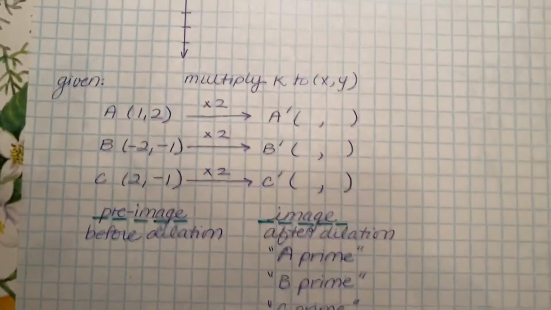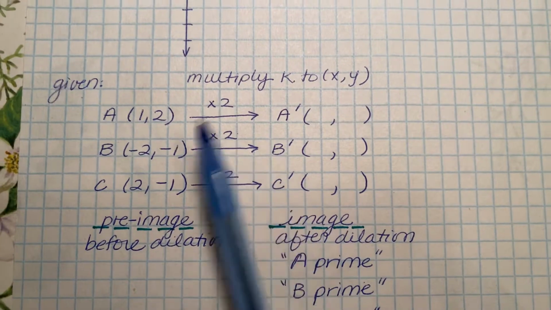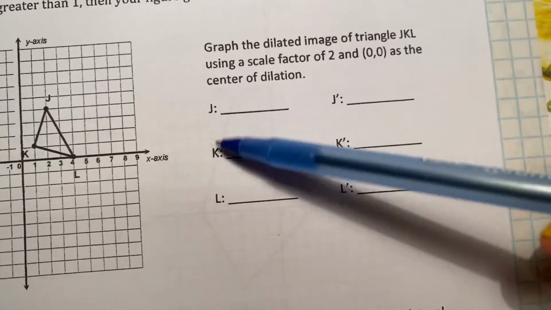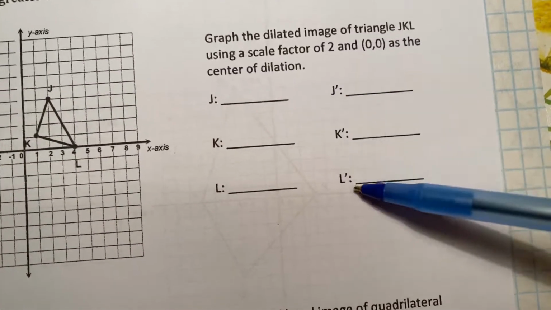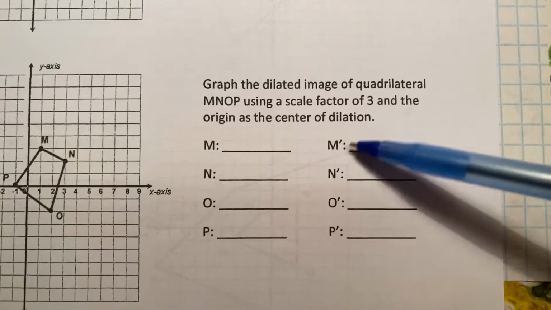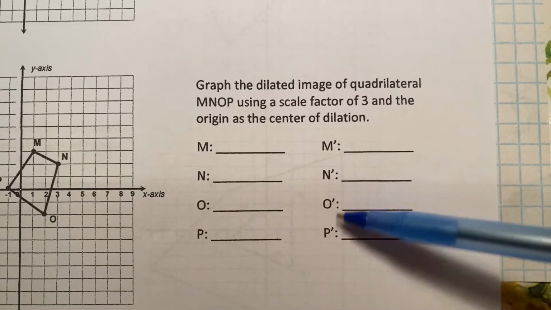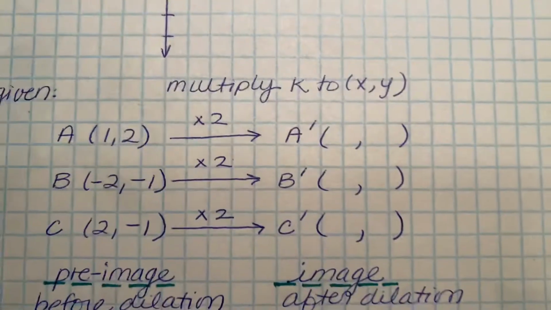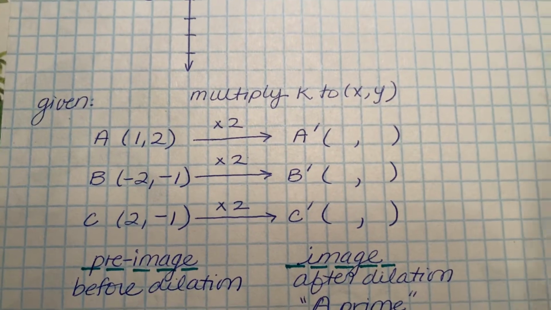Okay, so here we go. I have this set up so that it matches the worksheet. Notice you have J, K, L, J prime, K prime, L prime, M, N, O, P, M prime, N prime, O prime, P prime. I have it set up the exact same way. It's just filled in.